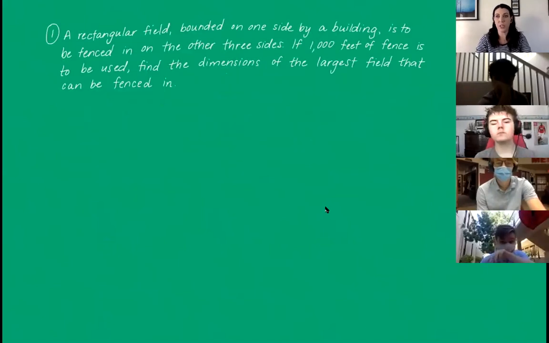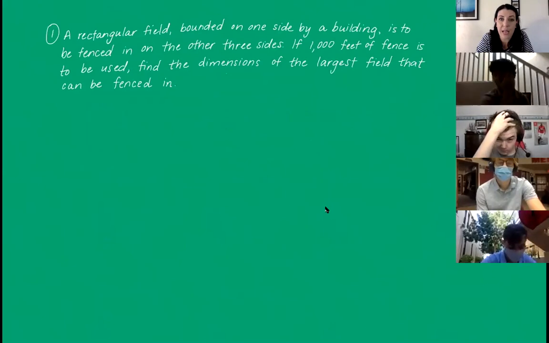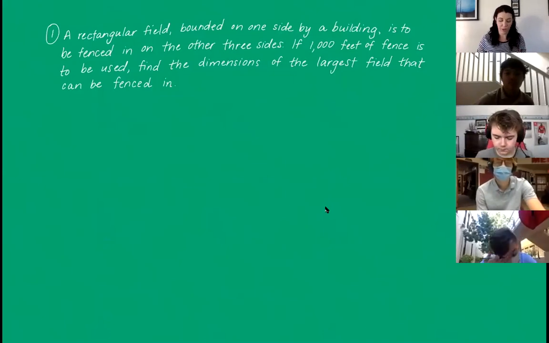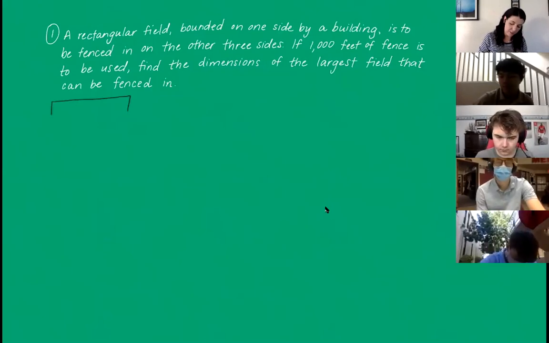Okay, so here's our first example. You don't need to write all of this down. I am recording this, so I'll throw this up on YouTube later. It says a rectangular field bounded on one side by a building is to be fenced in on the other 3 sides. Often a picture is going to be really helpful before we even go any further. So we have a building. Here's my building.